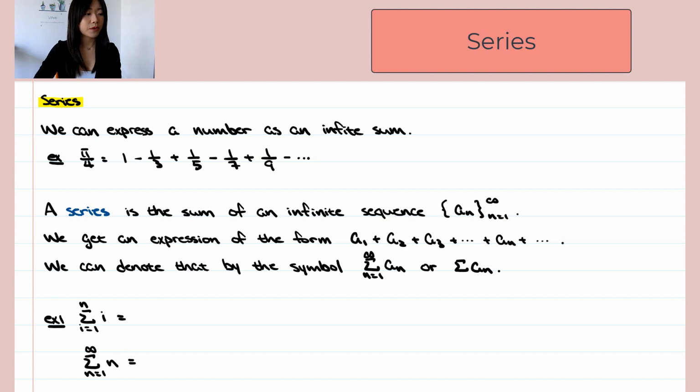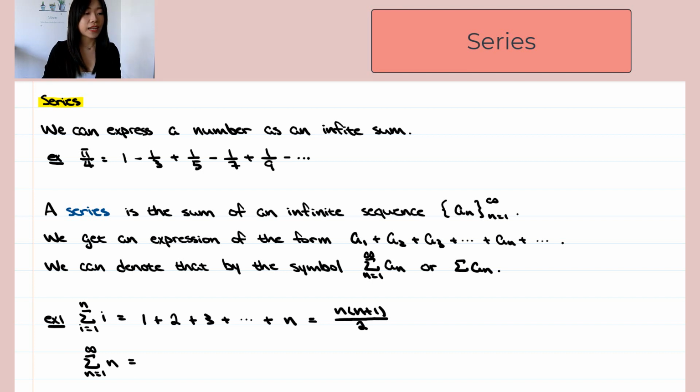Let's look at the first example. Here we have the sum of i, for i equals 1 to n. So the first term is when i equals 1, that is 1, plus the second term when i equals 2, so plus 2, and the third term is 3, and we add all the terms until we get to n. And this also equals n times n plus 1 divided by 2. So that's what we learned from Calculus 2.